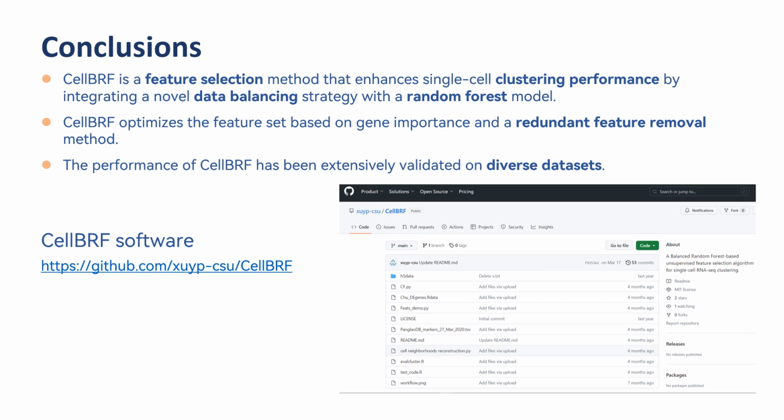The main innovation of CellBRF lies in enhancing single-cell clustering performance by combining a novel data balancing strategy with the random forest model and optimizing the feature set according to gene importance and redundant feature removal methods. The performance of CellBRF has been extensively validated on diverse datasets. Source code is publicly available on GitHub.